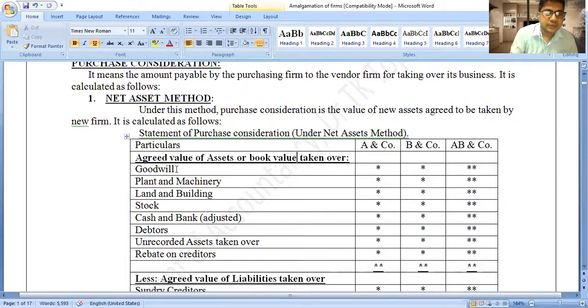Now, under this, we have to consider goodwill, plant and machinery, land and building, stock, cash and bank balances, debtors, unrecorded assets taken over, and rebate on creditors. Rebate means discount. This amount of assets taken over, at agreed value or book value, we have to consider.